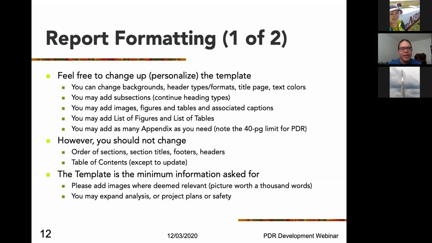And then appendices if needed, but just keep in mind that for PDR and I think CDR too, there's a 40-page limit, and then I believe FRR and post launch are 25 pages. But just like for the safety section, if you have 100 pages of safety data sheets, you don't need to put all those in the report. You can just reference those or link to them, stuff like that.